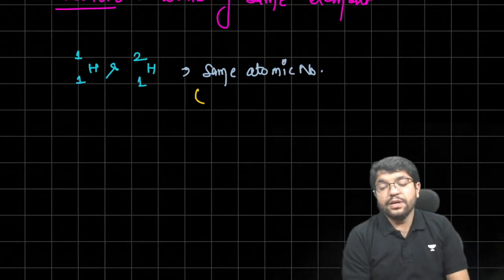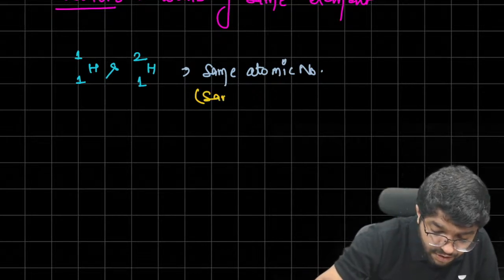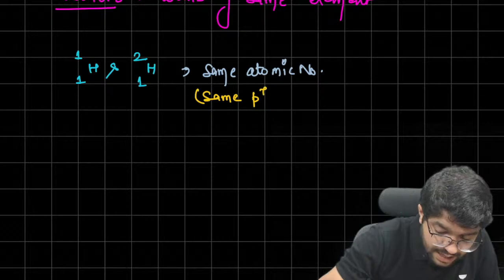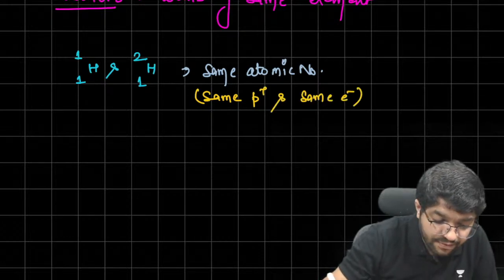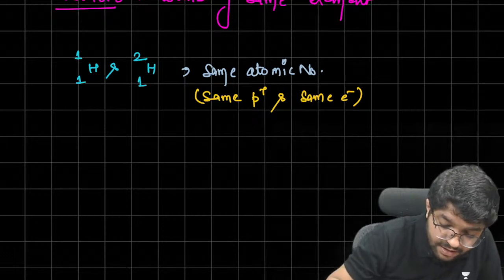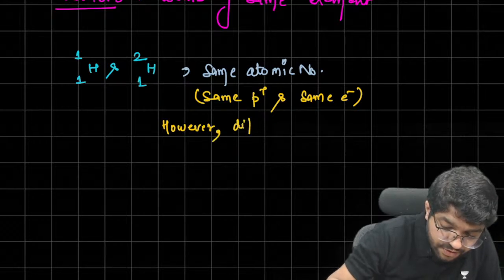Good one. So, same atomic number means same protons and same electrons. However, different neutrons.